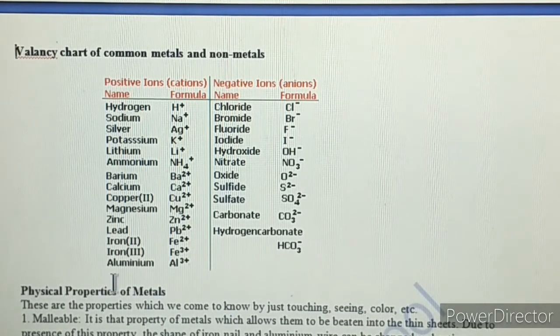These are the common elements, children, which you will get till 9th standard only. I'm not saying till 11, 12. In 11, 12 you have to learn so many things. But for 9th and 10th standard, children, if you learn all these things, it will be enough for you.